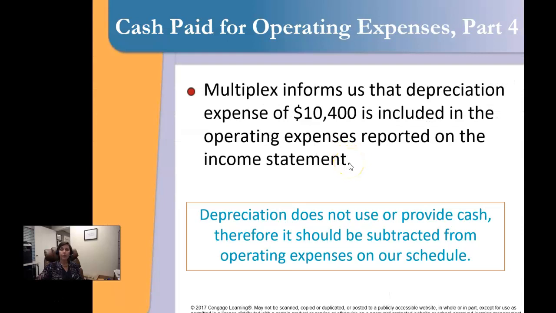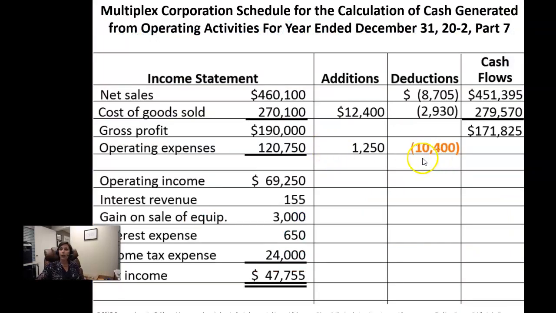Depreciation is also something that we need to take into consideration. And so we've got $10,400 is in our operating expenses. Again, this is a non-cash item, so we will have taken this into account when we obtained our net income figure. But because this doesn't affect cash, we've got to fold that back in. And so we've got $10,400.